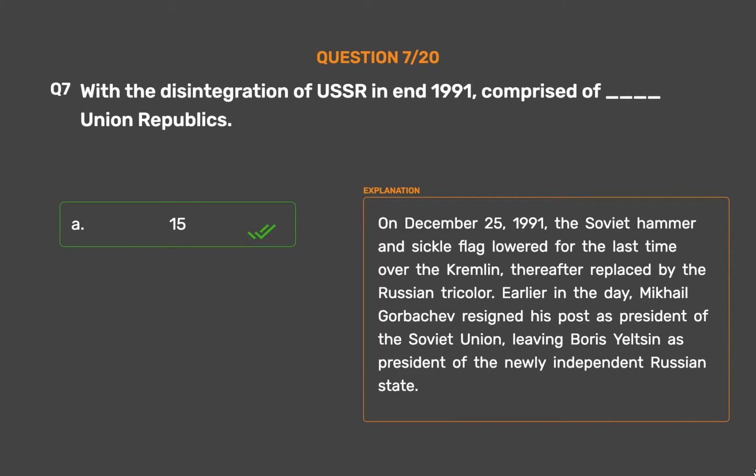On December 25, 1991, the Soviet hammer and sickle flag was lowered for the last time over the Kremlin, thereafter replaced by the Russian tricolor. Earlier in the day, Mikhail Gorbachev resigned his post as president of the Soviet Union, leaving Boris Yeltsin as president of the newly independent Russian state.